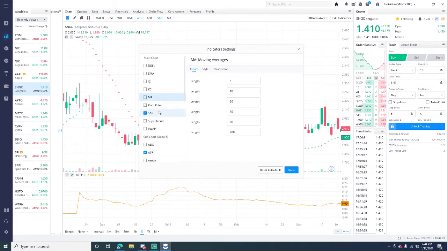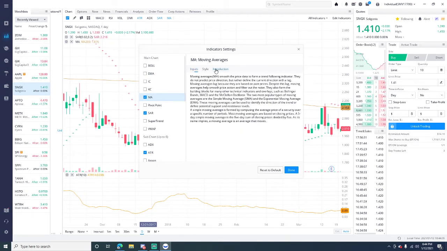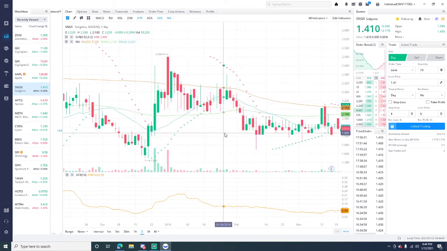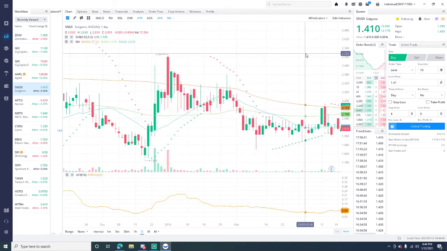So let's go ahead and bring up the moving average. So here we go. You got your moving average here. You want to make sure that it has more. So I'm going to do the 200. Let's just do the 60 and the 20. And press done. Now I'm going to get rid... actually, no, I'm going to leave the SAR indicator.